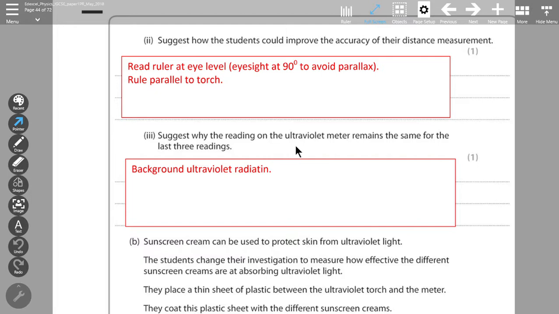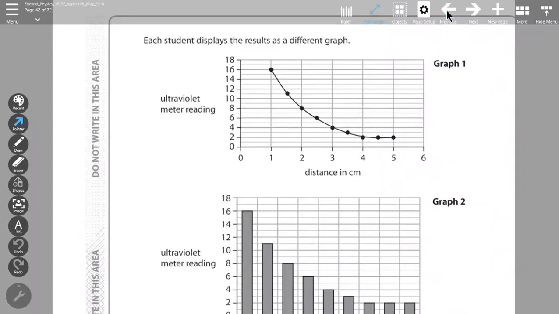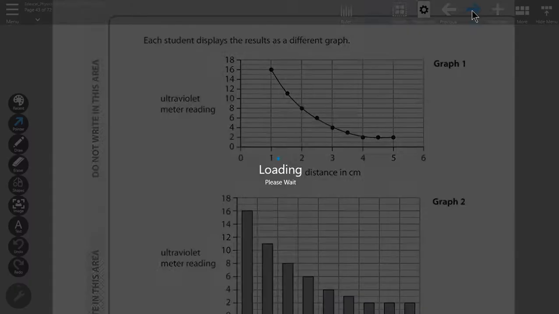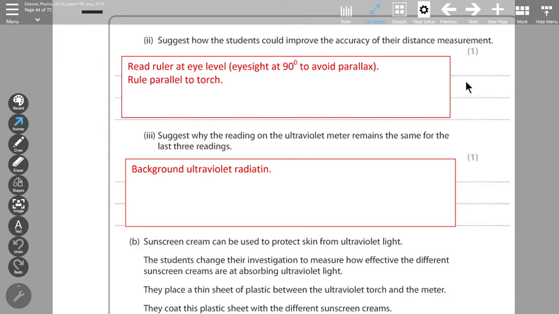Suggest why the reading on the ultraviolet meter remains the same for the last 3 readings. Background ultraviolet radiation. Let's look. So here 3 values are almost the same. It means that in the room we have some background ultraviolet radiation.